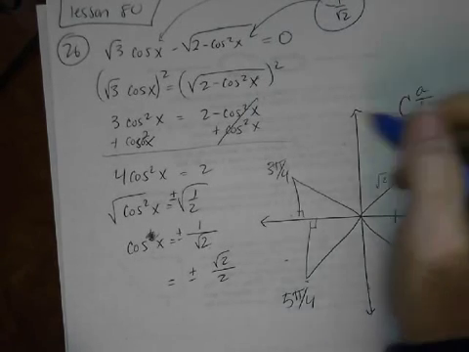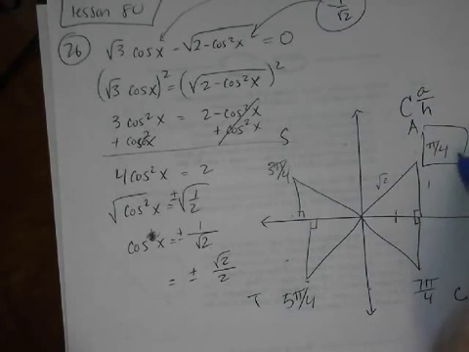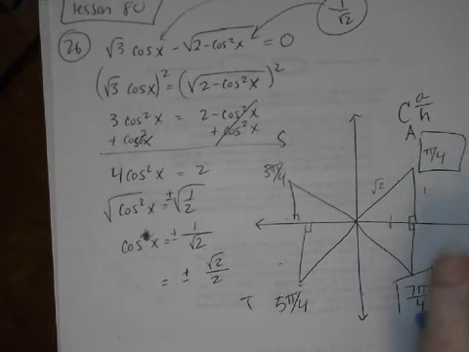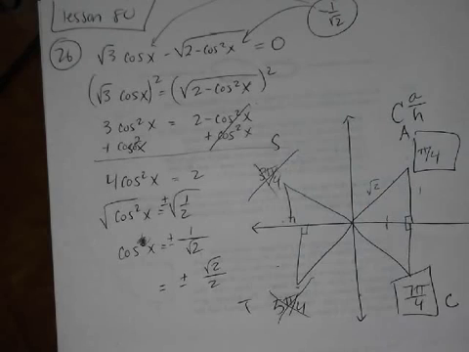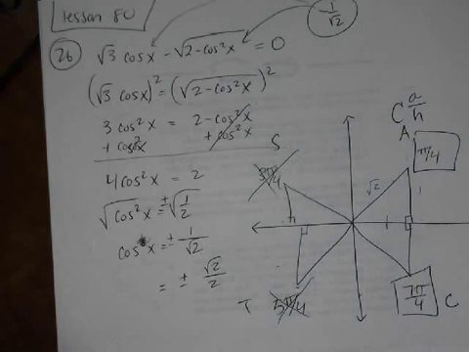Okay, so you want to keep this one because cosine's positive here, and you want to keep this one. And these ones you're going to throw away, and you'll find that to be true when you plug these values in. Here it won't give you a true statement. And that's because that happens sometimes when you square both sides to get rid of a radical. So your answers should be pi over 4 and 7 pi over 4.